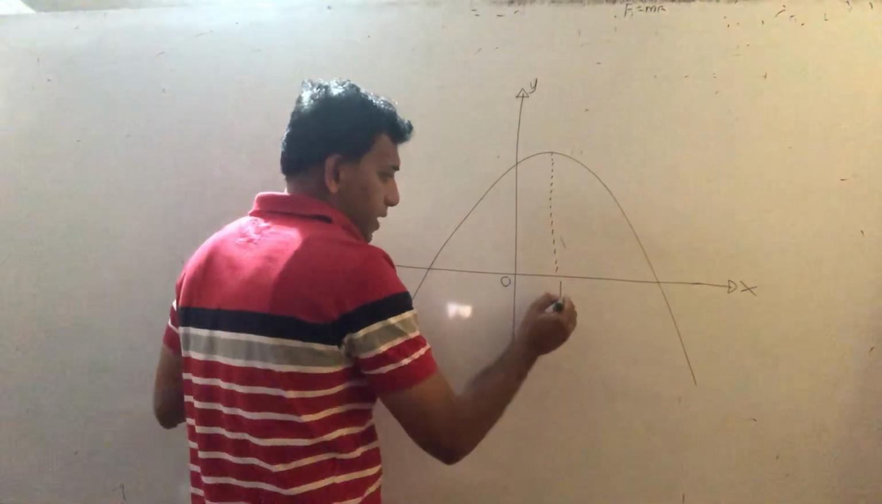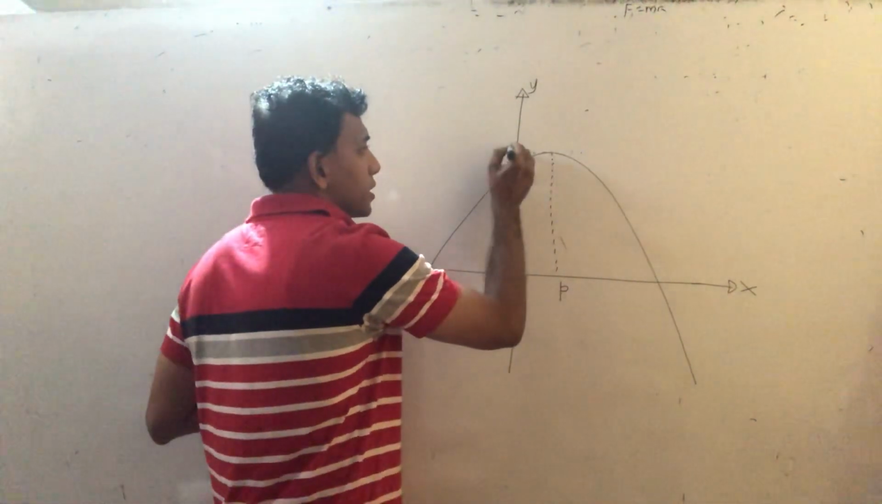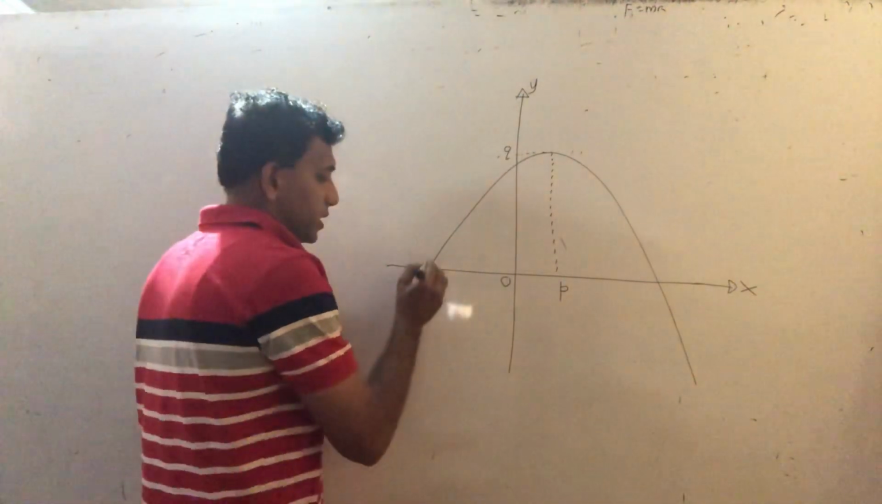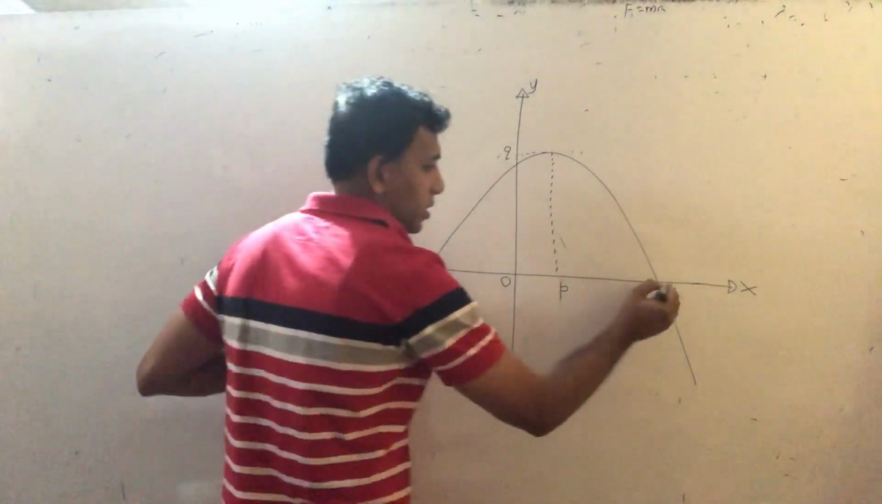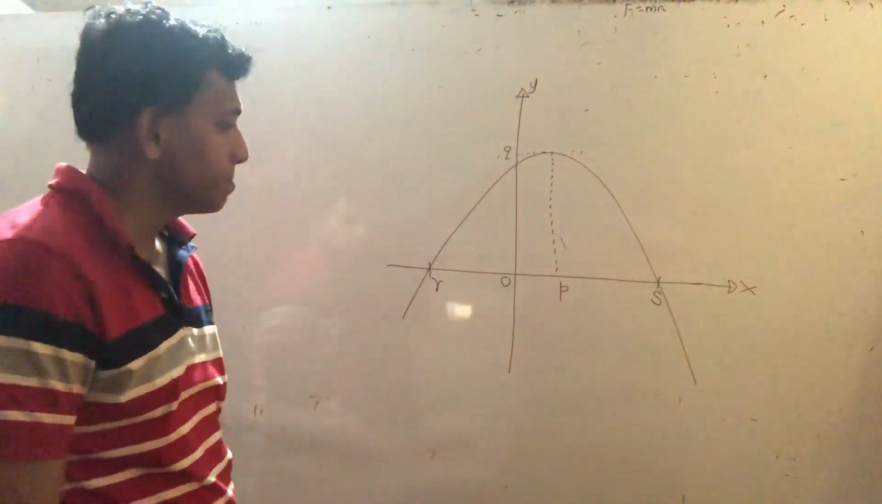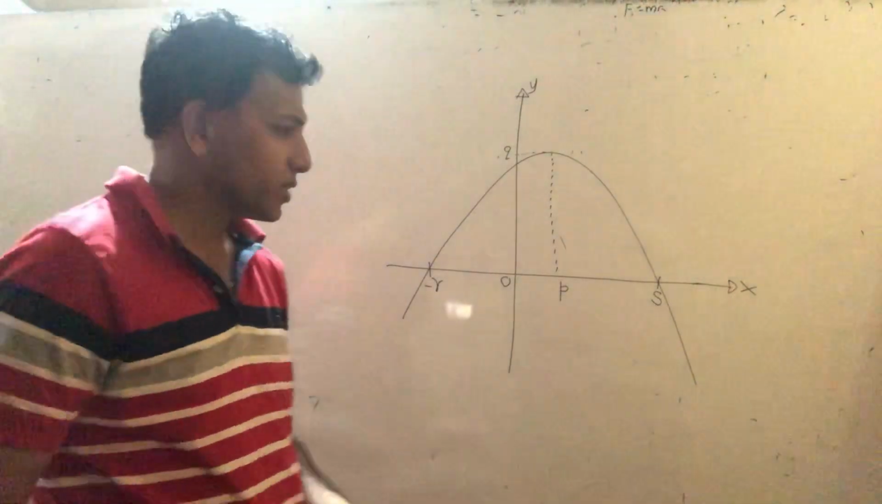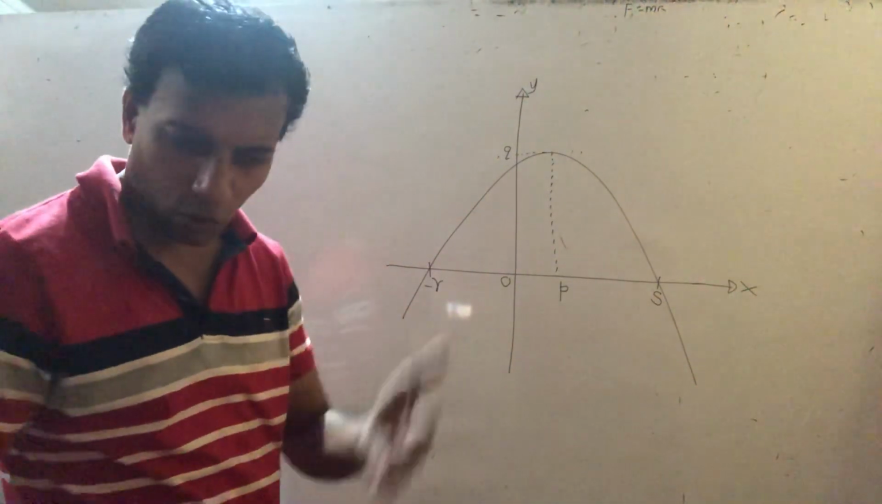I say the small letter P, and here Q, so I say R, here S, generally. But you know R is negative, right? This side minus. So you can answer the same. You try this, all the nine parts.